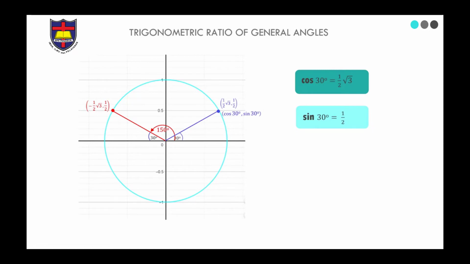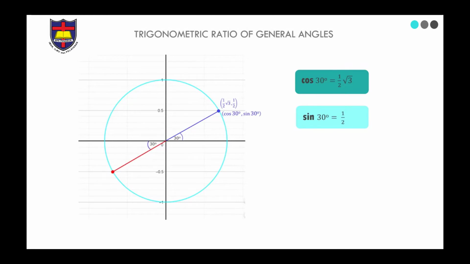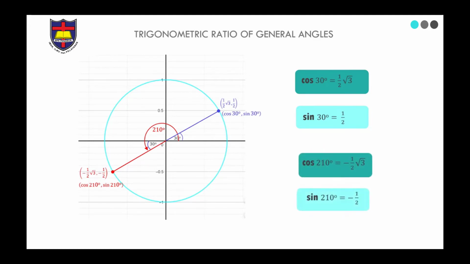We can now conclude that cos 150 will be minus a half square root of 3 and sin 150 will be equal to a half. If we move it to this position of quadrant, then we can have the 30 degree in the position of alternate angle. So we can count that the angle here is 180 plus 30, which is 210, and the position of the point is both negative. So we can conclude that cos 210 is minus a half square root of 3 and sin 210 equals minus a half, right?